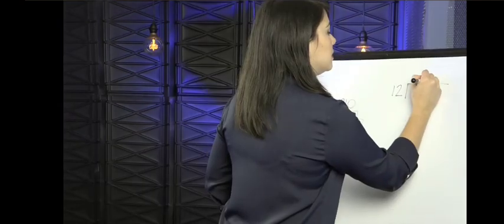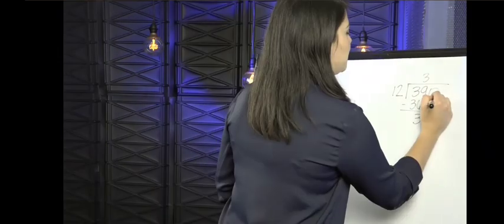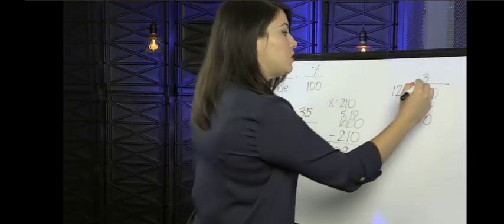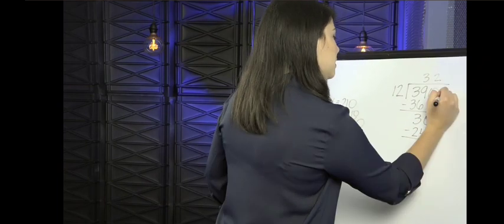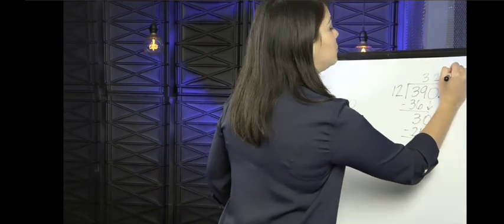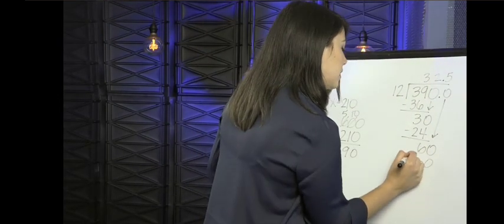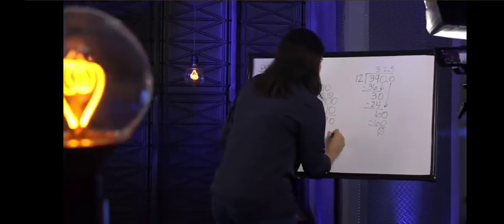So 12 goes into 39 3 times. 12 times 3 is 36. When we subtract it, we get 3 left over. Let's bring down the 0. 12 goes into 30 2 times, which gives us 24. 30 minus 24 is 6. Let's go ahead and add a decimal. We bring down the 0. 12 goes into 60 5 times. 12 times 5 is 60. 60 minus 60 is 0. So we end up with $32.50.